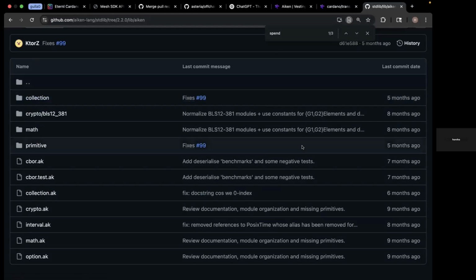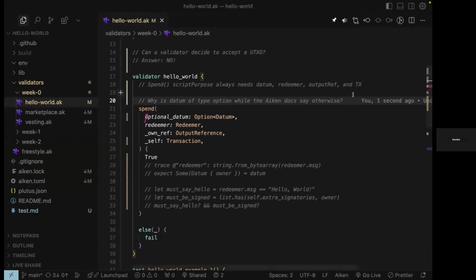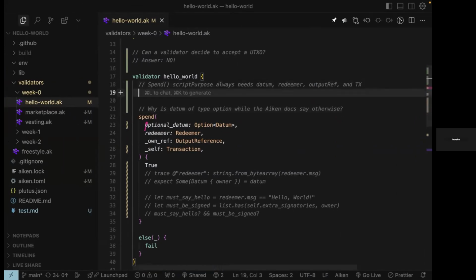Okay. So I'm going to put a couple more comments. Wherever I'm stuck or I don't know why datum is type optional, but before that, a spend script always needs datum, redeemer, returns. Okay, I think both of the things that I know. One more comment I need to put in is this: spend is small letter because this is a function.